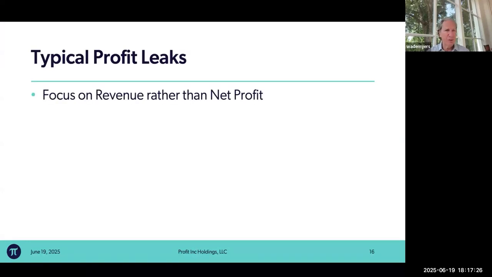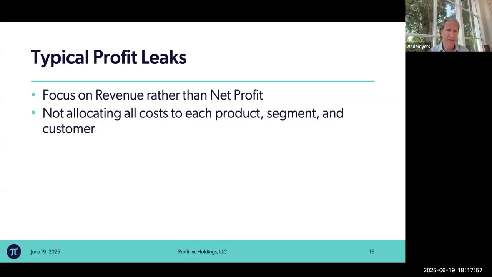Typical profit leaks in general start with a focus on revenue rather than net profit. Oftentimes you'll hear a business owner say, "Hey, I just landed a $1 million customer." They rarely say, "I just landed a customer that's a quarter million of gross margin." And they'll never say, "I figured out the net profit and it's only 50,000. I'm really disappointed." So we want to shift the focus from revenue to net profit by allocating all of the expenses properly to all the products, customers, sales reps, every demographic you can think of. A typical profit leak is not allocating those costs and not understanding all the different cost drivers. And we'll talk through how this works.